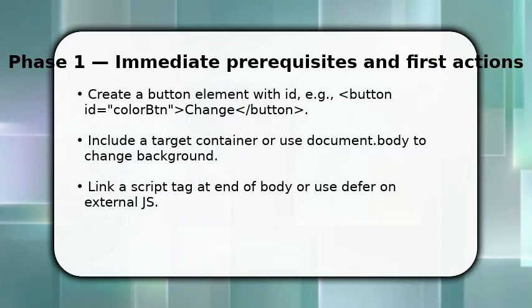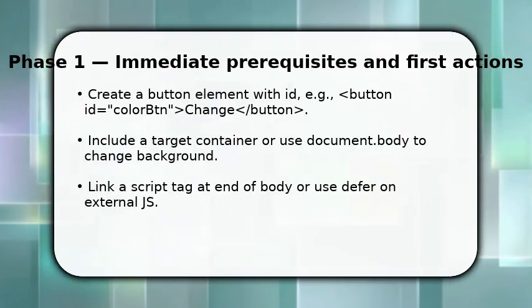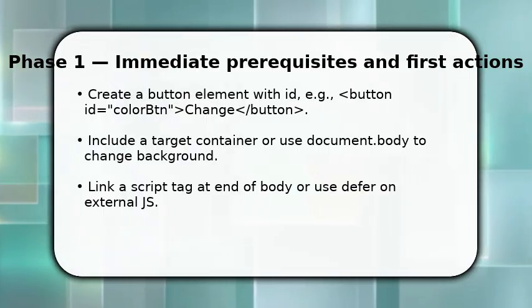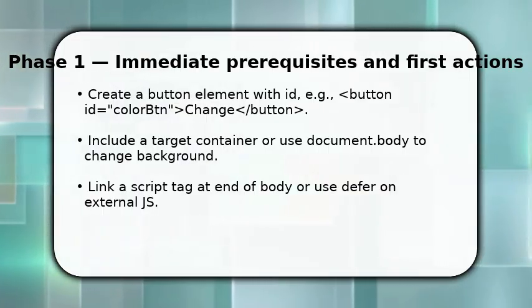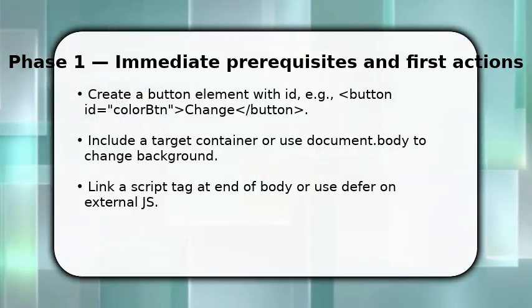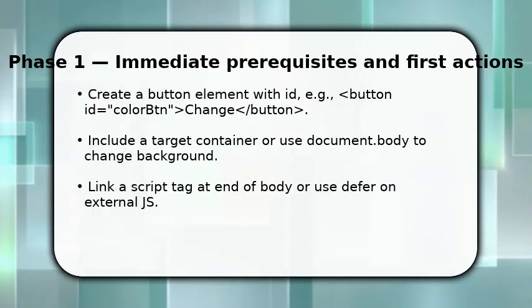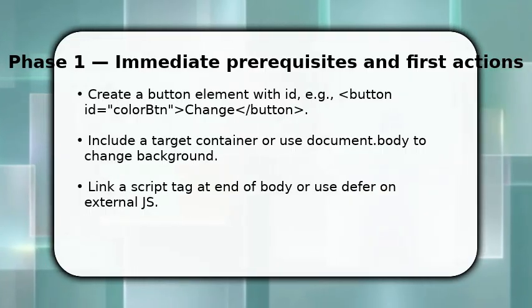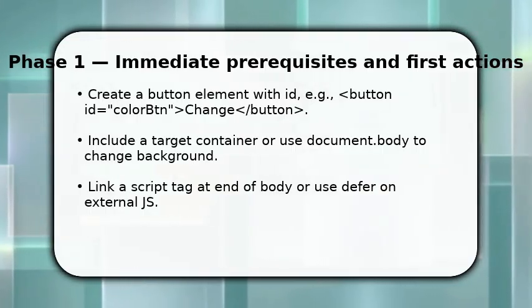You start by making the minimal HTML, a button with an ID and a container or body to target. Then include your script file with defer or place a script just before /body so DOM elements exist when code runs. Once done, bind to the button using document.getElementById('colorBtn').addEventListener. This first action attaches behavior.